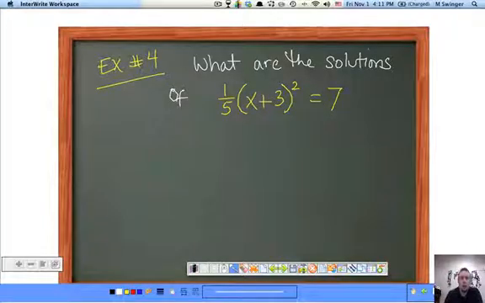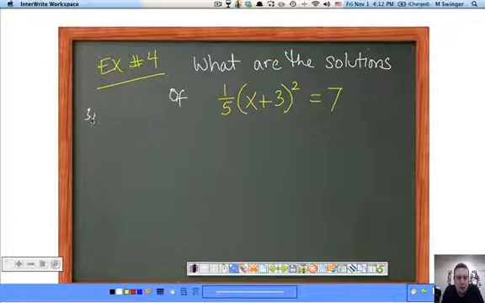Number 4, we're going to solve another equation by using square roots. Now, a lot of people look at this and think, maybe I should FOIL this right here and then do some other work, make it equal 0. Not exactly, no. You don't do that.